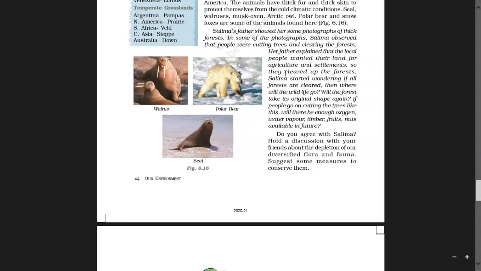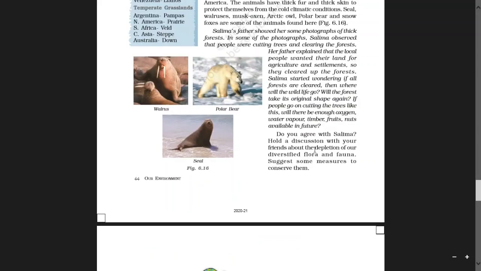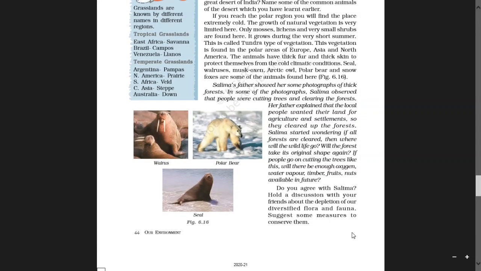Do you agree with Salima? Hold a discussion with your friends about the depletion of our diversified flora and fauna. Suggest some measures to conserve them. You yourself have to tell some measures, some steps, in order to save the wildlife and animals.